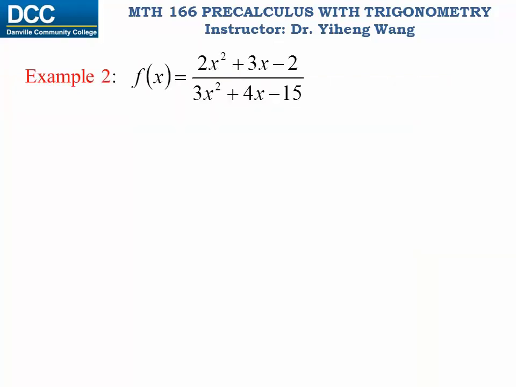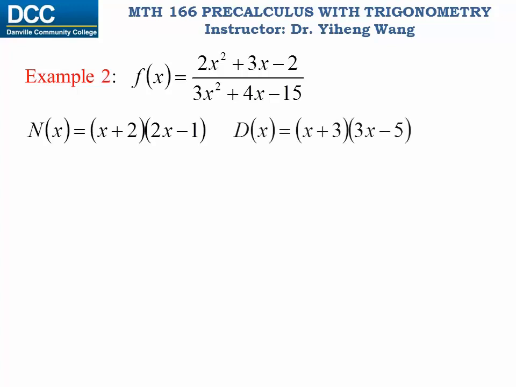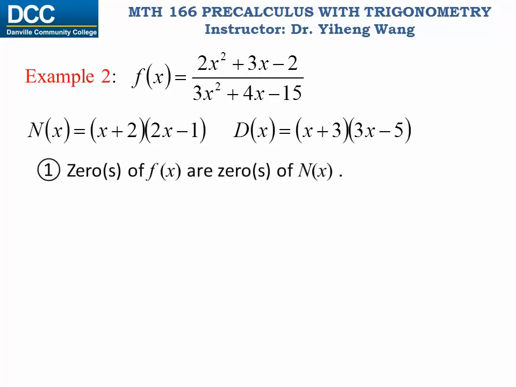Let's look at this example. For this rational function, the numerator function is a quadratic function that can be factorized as a product of two linear factors. The denominator function is also a quadratic function. First, finding the zeros of this rational function is the same as finding the zeros of the numerator function. We set the numerator function to be 0, and we can solve for x to be -2 and 1/2.